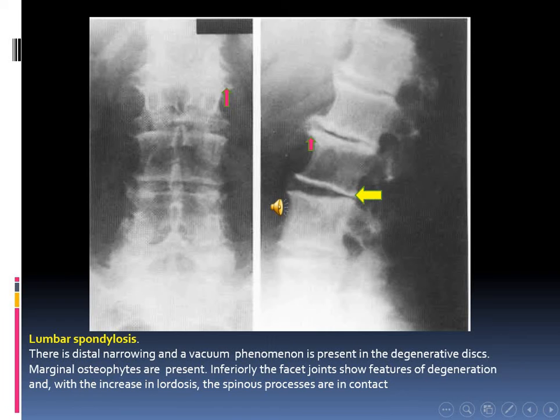A common abnormality in the vertebral column is spondylosis. Here we have an example of lumbar spondylosis, in which there are degenerative changes seen in the form of decreased or narrowing of the intervertebral disc space.